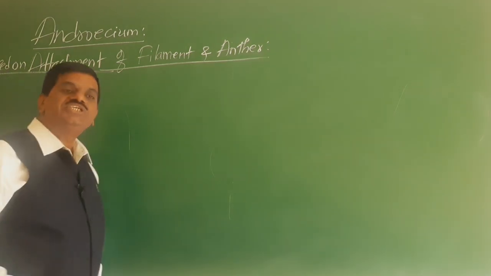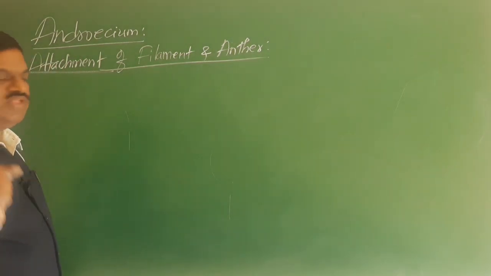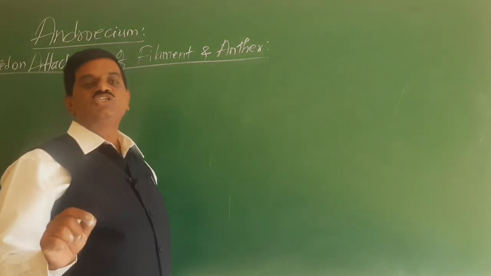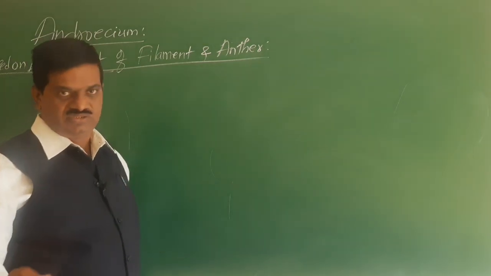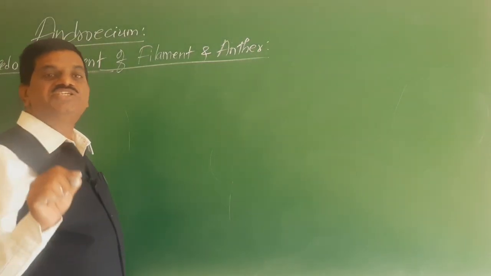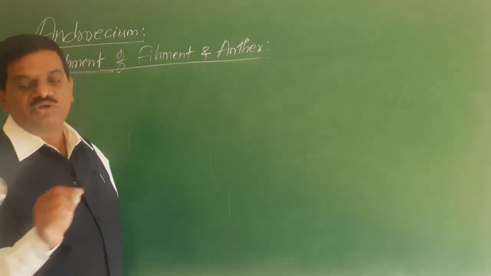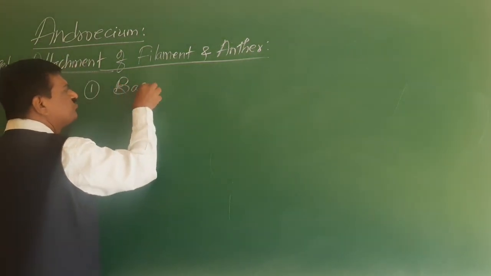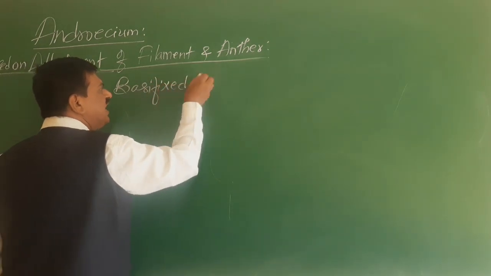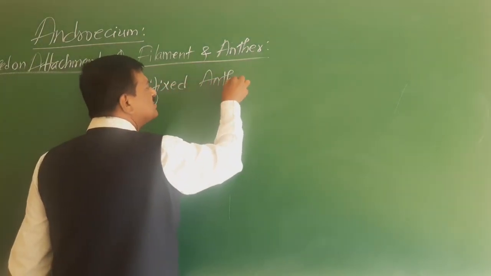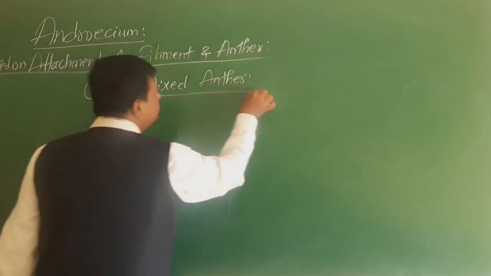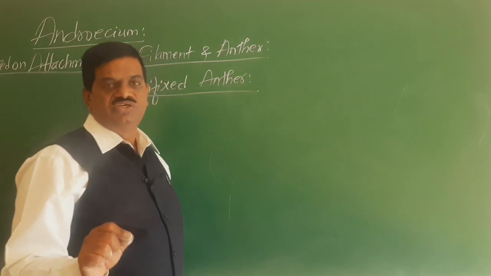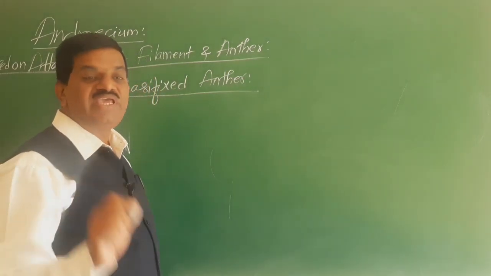Classification of stamens. In this, based on the attachment of a filament and the anther, how the anther is attached to the filament, based on that we are going to write different types. So the first one is called basifixed anthers. Basifixed anther. Here the anther is fixed to the filament at its base.